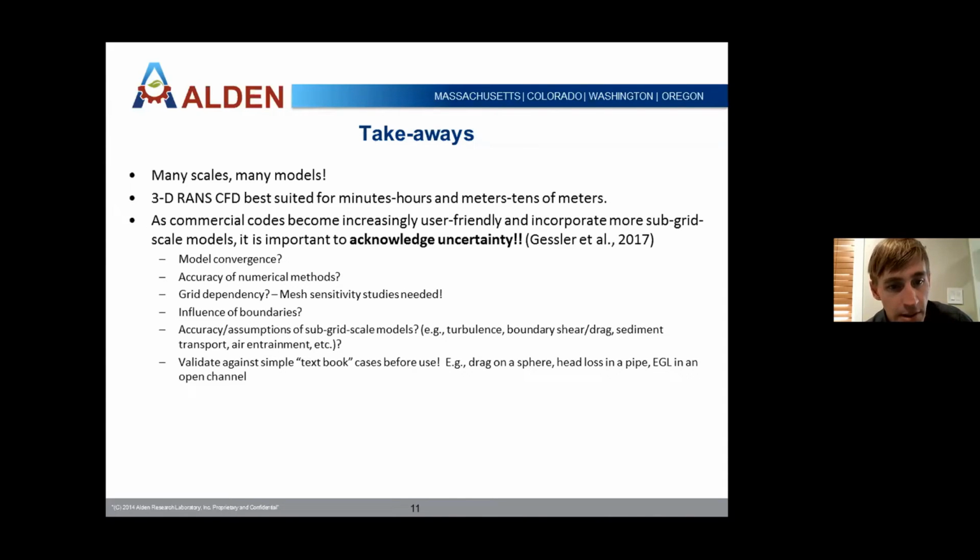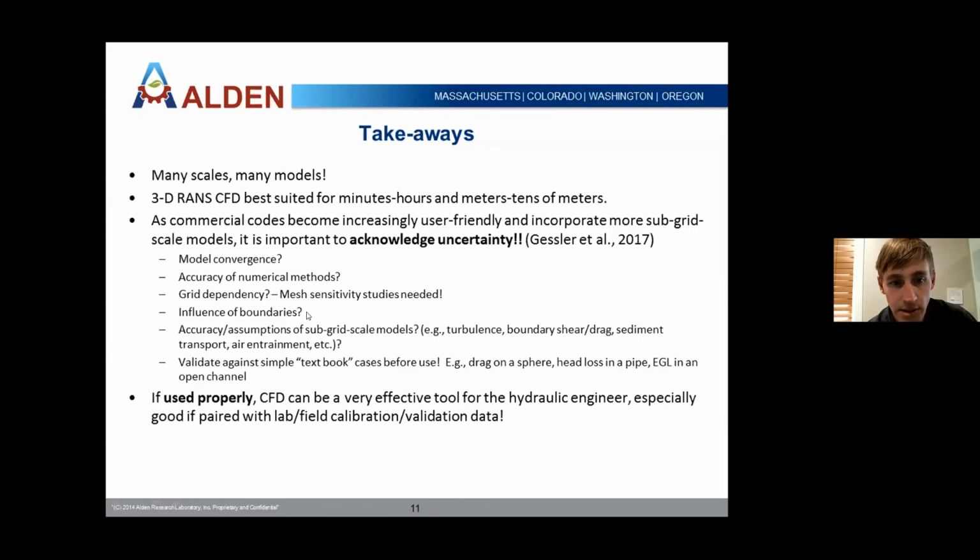And I really, really encourage people that if you're going to get into CFD, do some simple validations, whatever code you're using, against simple textbook cases that we know the answer for. Say drag on a sphere, predict the drag coefficient. Is the CFD getting it right? Head loss in a pipe. What's the energy grade line on my open channel? So I would do some kind of sanity checks before you just start diving into using CFD models.